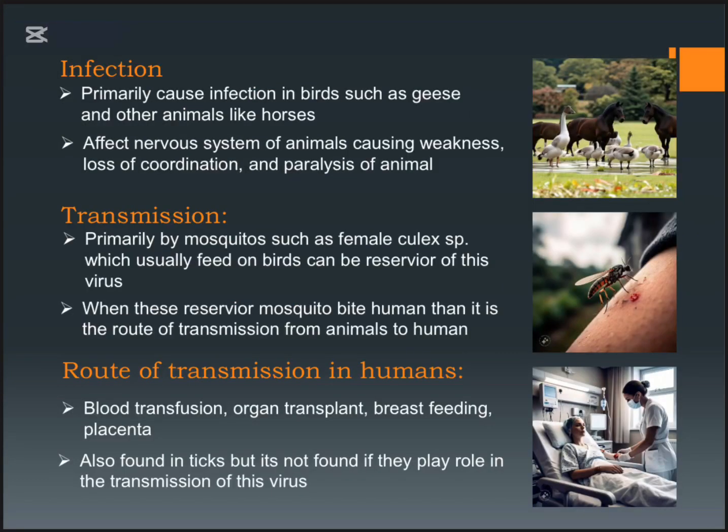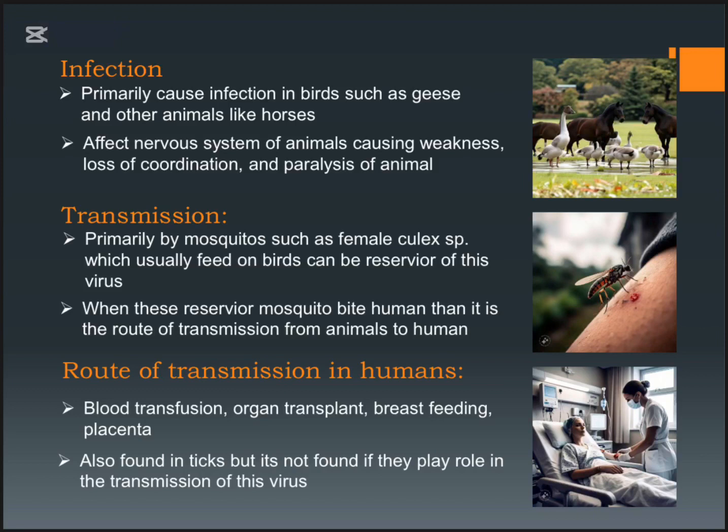As it is a zoonotic virus, it primarily causes infection in birds and animals, majorly horses. This virus primarily causes low-grade fever, but in later stages it can affect their nervous system, which can cause severe problems like weakness, dizziness, loss of coordination, and even paralysis.